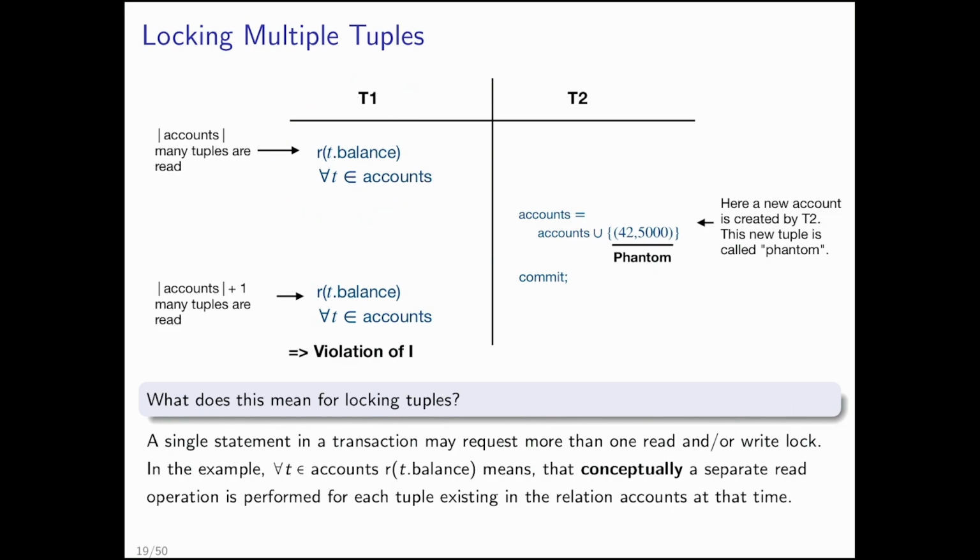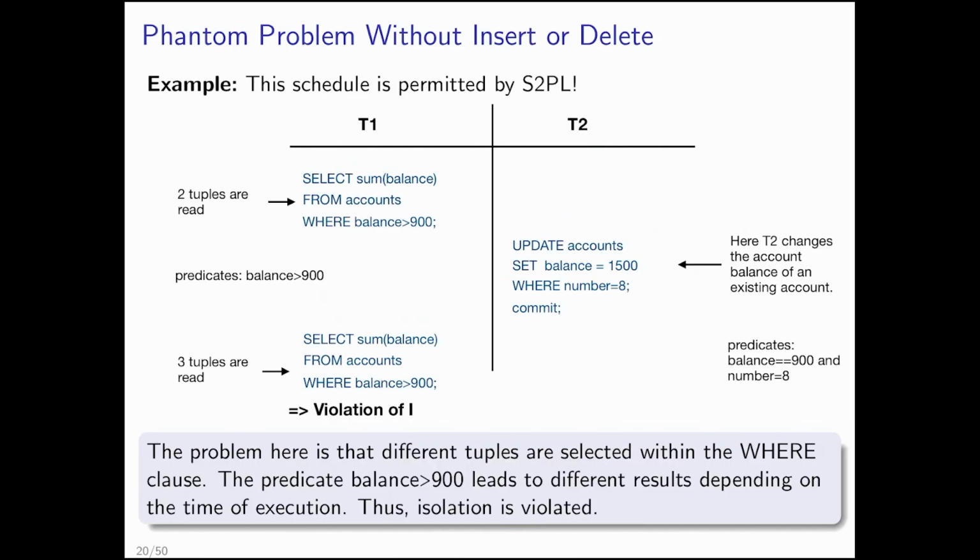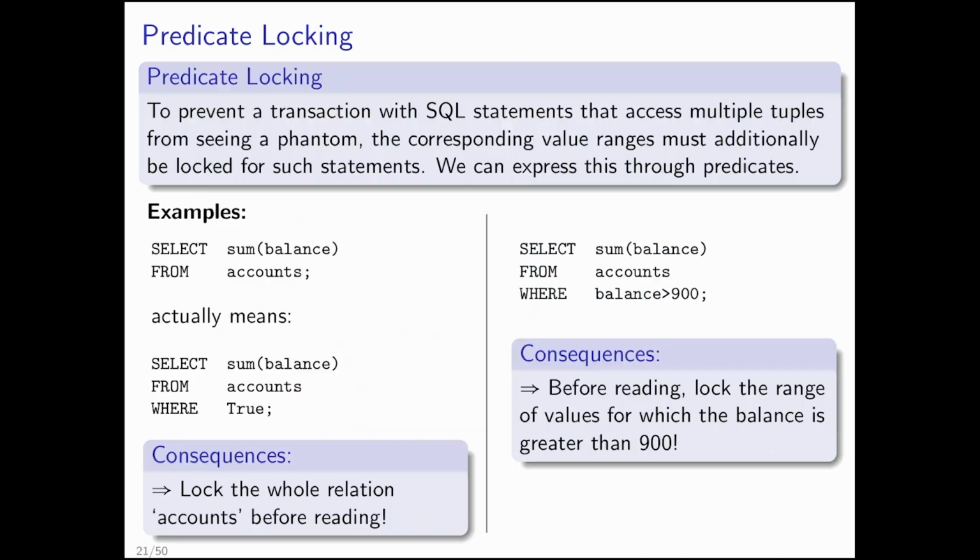It's more like that we have to get to a conceptual level here. We have to get away from locking tuples, and enter the world where we lock ranges of values through predicates. And that is the fix that is done in a database system that I showed here already. And this is called predicate locking.